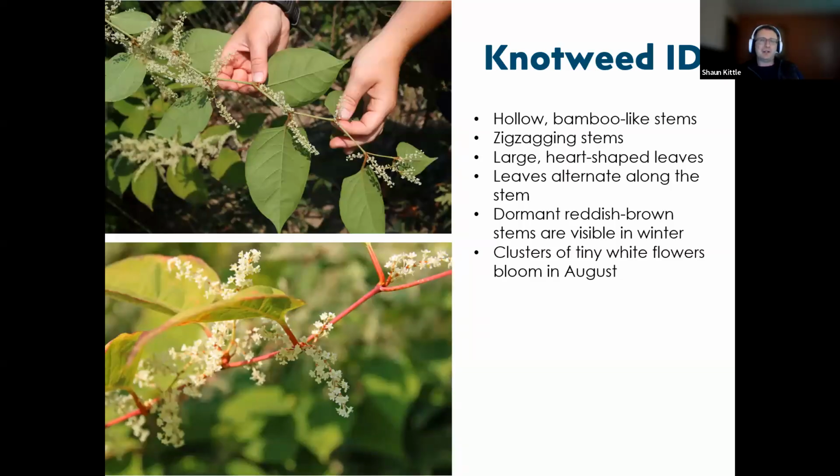They have large heart-shaped leaves, and the leaves alternate along the stem, which means they don't grow next to each other. They are staggered. The dormant reddish-brown stems are visible in winter. You've probably seen large stands of it in your travels, and you'll see these clusters of tiny white flowers that bloom in August. All right, next slide, please.